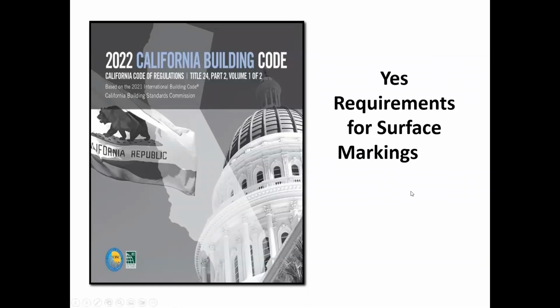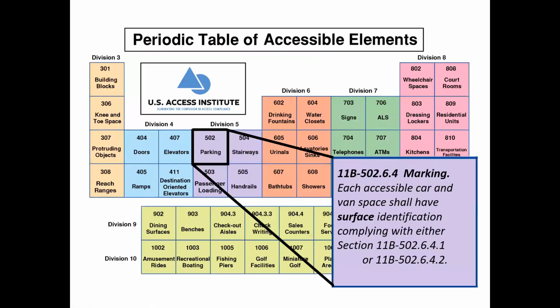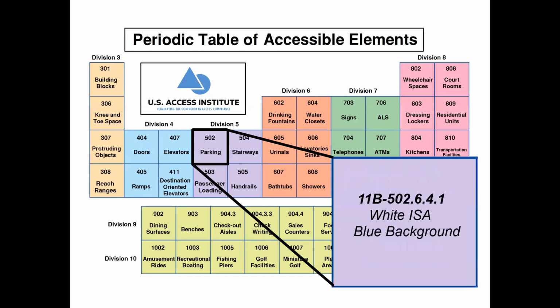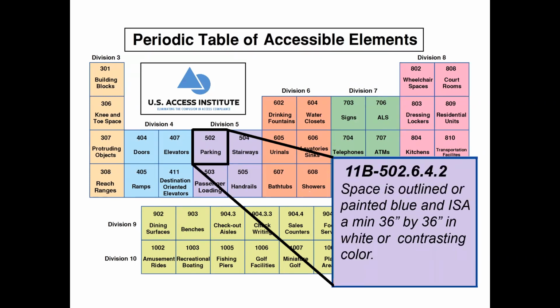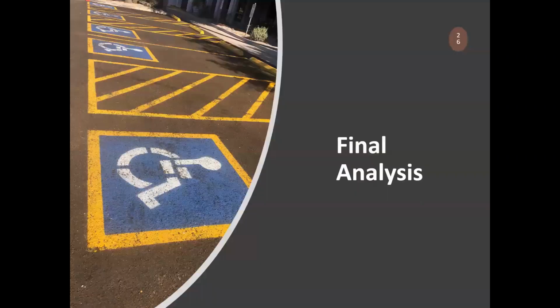The 2022 California Building Code says in section 11B502.6.4, each accessible car and van space shall have surface identification complying with either section 11B502.6.4.1 or 502.6.4.2. 502.6.4.1 says it must be a white ISA on a blue background, and 502.6.4.2 says a space is outlined or painted blue and an ISA a minimum of 36 by 36 inches in a white or contrasting color.